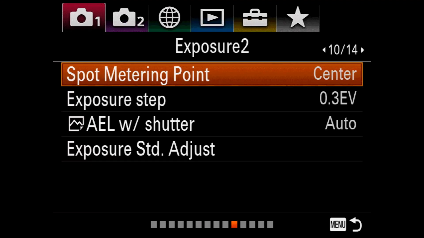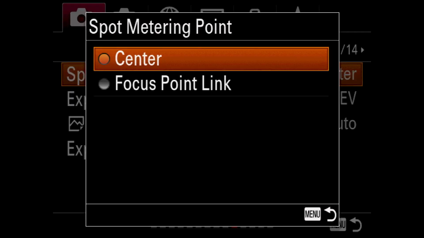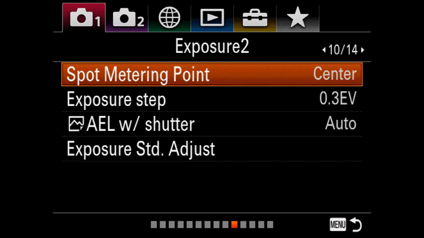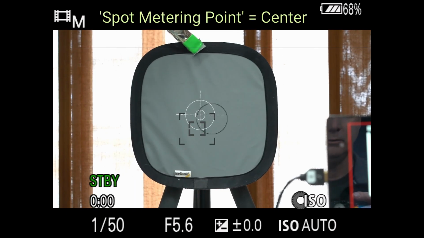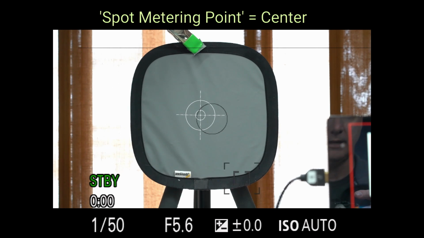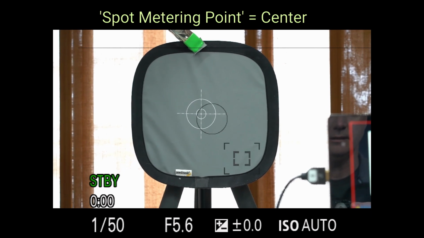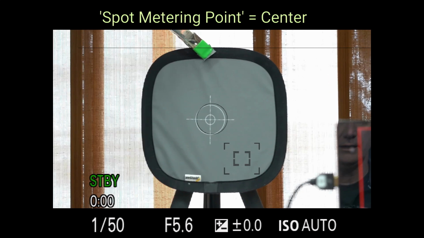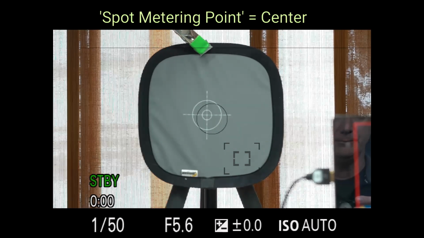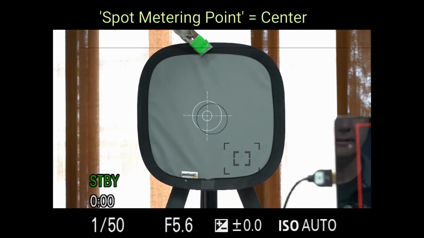All right, next up on page 10 is spot metering point. There's center and focus point link. Let's start with center and I'll demonstrate it and show you kind of what it does. I'm going to actually move the expanded flexible spot kind of out of the way here a little bit so you can see this. You see the black circle? It's kind of lining up with the white circle. And you can see our light meter is saying 0.0.